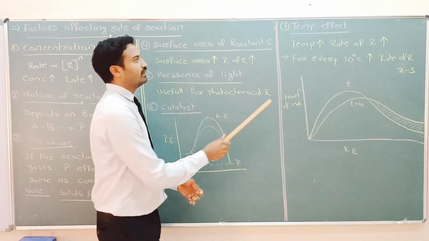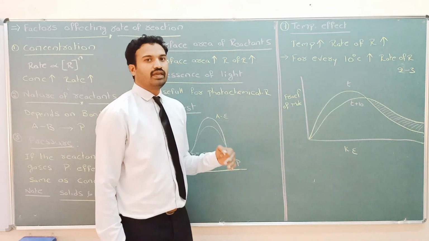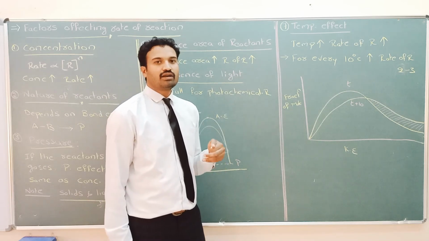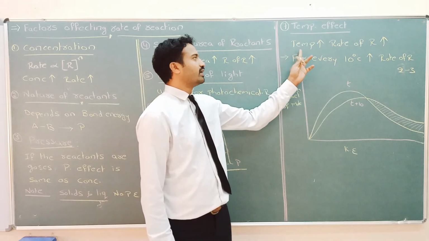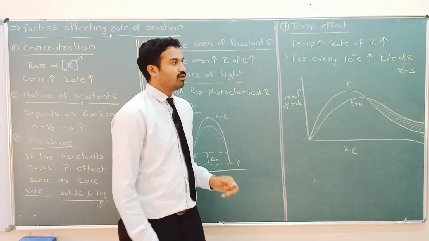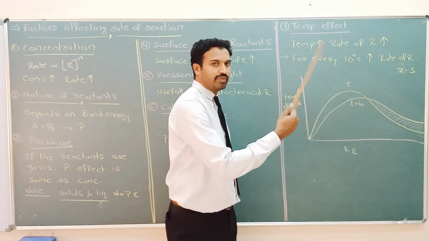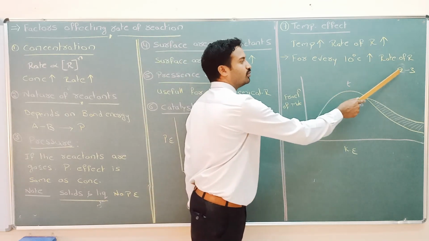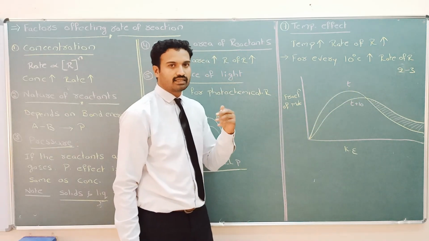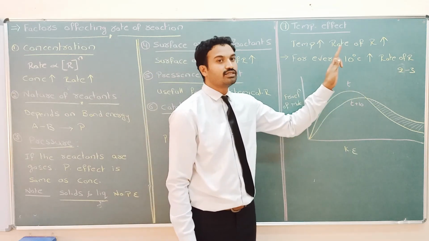Next, temperature effect. If we increase the temperature, rate of reaction increases. So rate of reaction is directly proportional to temperature. For every 10 degrees rise in temperature, rate of reaction increases 2 to 3 times.